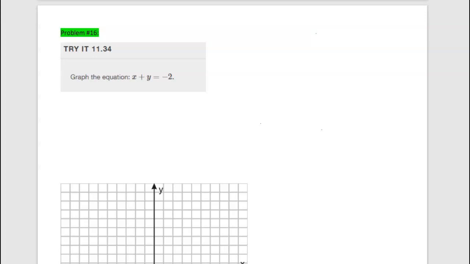Hi class, for this video we're going to work on problem 16. We're going to be plugging in coordinate points, and just for this one I'm going to use a total of 3 coordinate points. Let's start with the equation x plus y is equal to -2. In the first step, I'm going to subtract the x's.